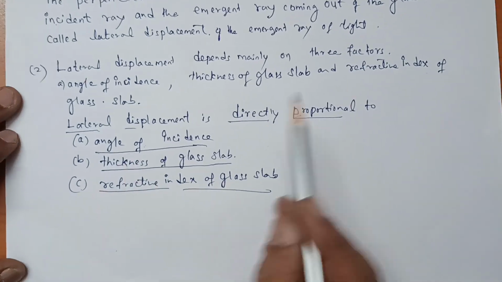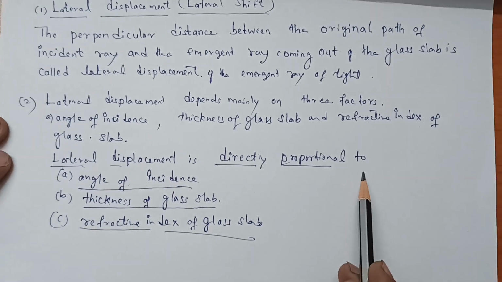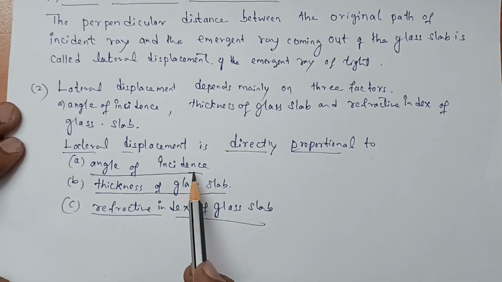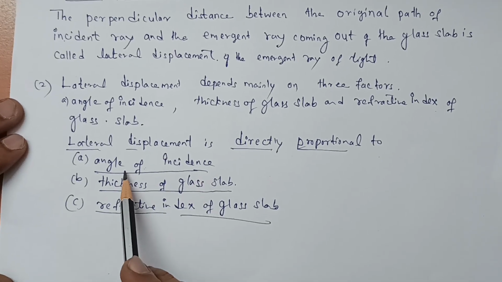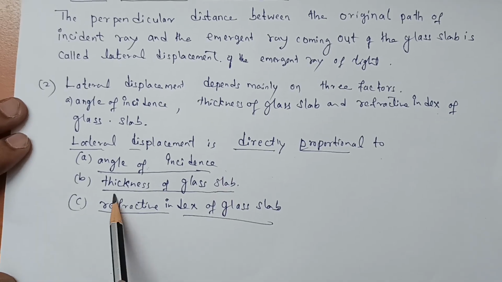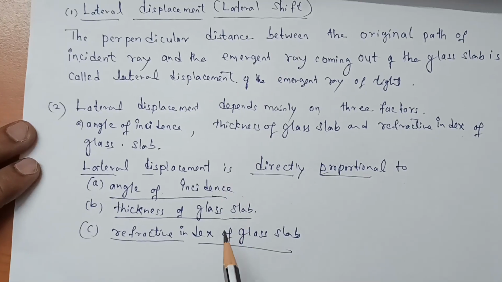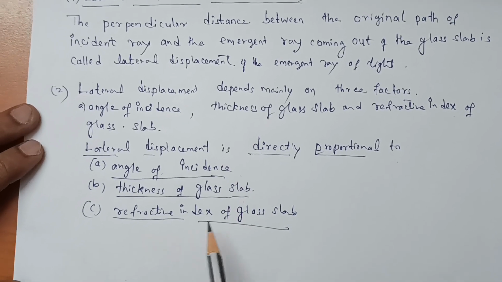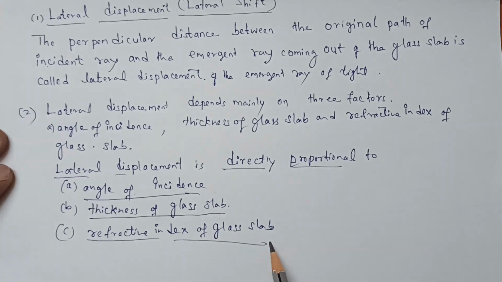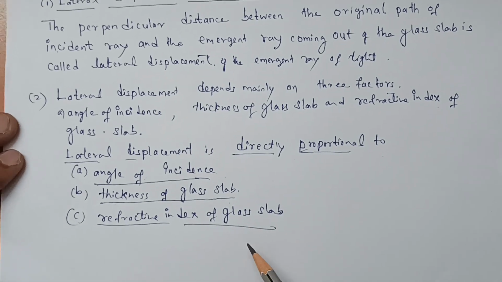In this activity, you will come to know that lateral displacement is directly proportional to three factors. One is the angle of incidence. As you increase the angle of incidence, the lateral shift will be more. And the thickness of the glass slab. The more the thickness of the glass slab, the more the lateral displacement. And the refractive index of the glass slab. As the refractive index of the glass slab increases, the lateral shift will also increase.